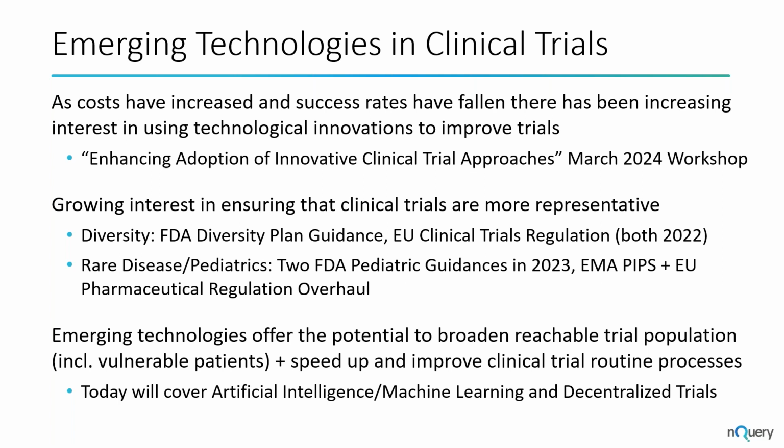And emerging technologies, alongside the stuff we talked about earlier like complex designs, are attacking many of the same problems. These can hopefully broaden the reachable trial population, including vulnerable patients, and also hopefully speed up and improve clinical trial routines, because clinical trials are huge beasts. They have so much work going on. As a statistician, it's often easy for me to abstract away to the statistics world, but the reality is that we're talking about so many people on the ground coordinating, working with patients to ensure that patients stay in the trial, that patients are engaged in the trial, that you get the right readouts, and that the information is being collated and provided in the appropriate fashion.